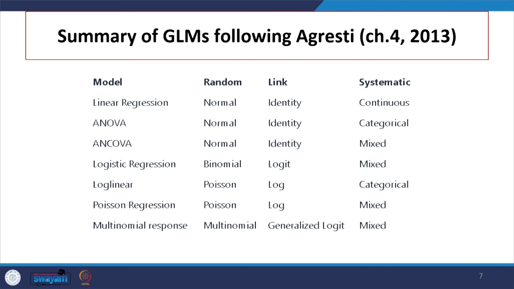Whereas in the case of specific GLM models like logistic, log-linear, Poisson and multinomial response, the randomness of the distribution is no longer normal.